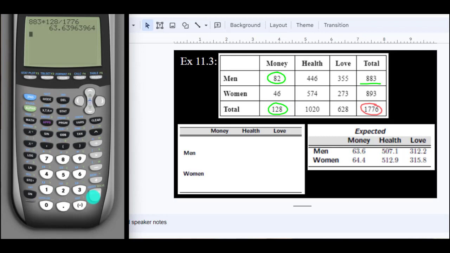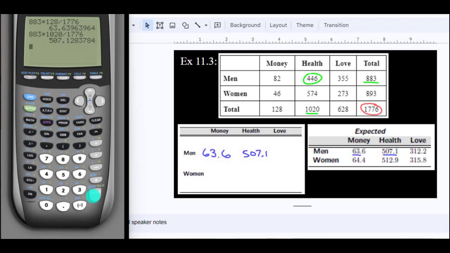You'll notice we have to round the answer off. They round it off to one decimal place. So we can see that that is 63.6, and that does match up with the number we have there. To go to the second cell, our row total is still 883, but our column total is going to be 1,020. So we take 883 times 1,020, and then divide by 1,776, and we get 507.1 if we round that off. Again, that does match up with the number they have there.